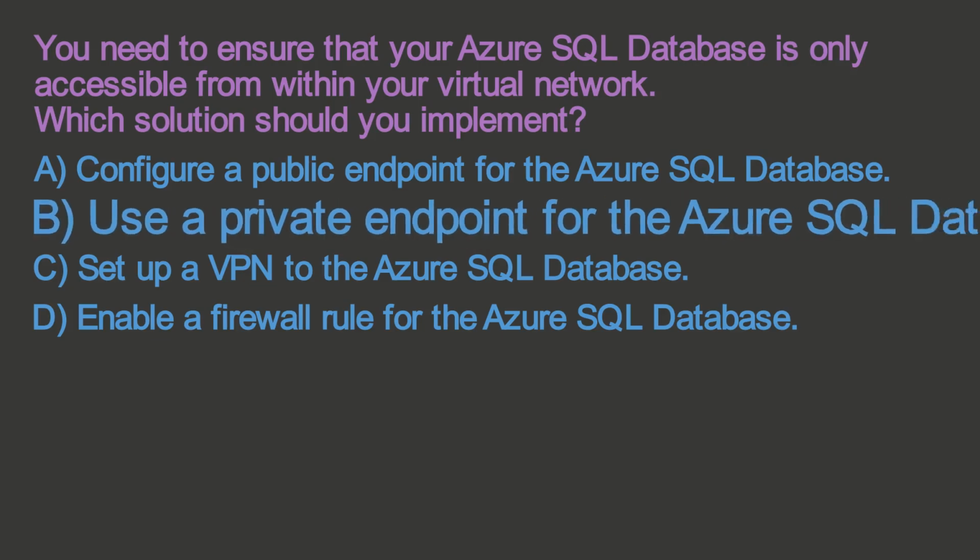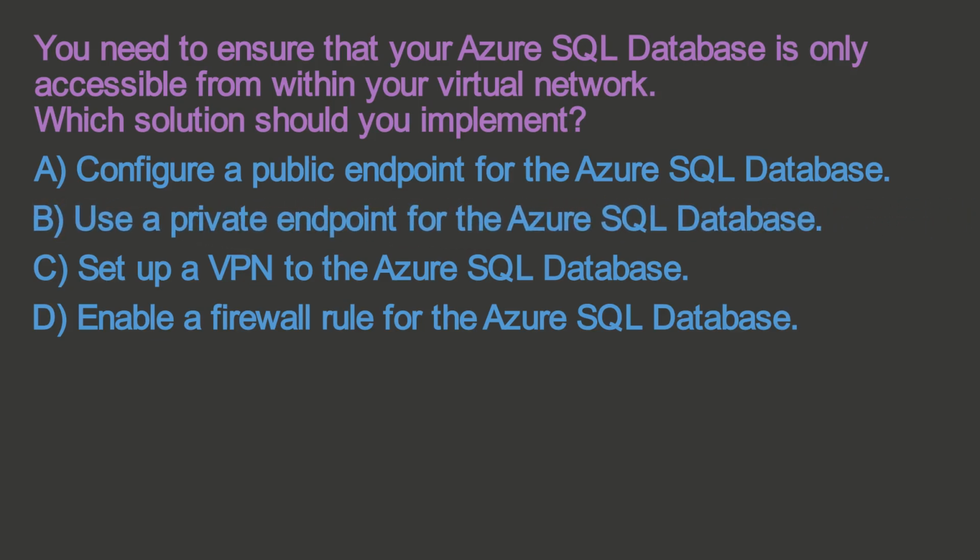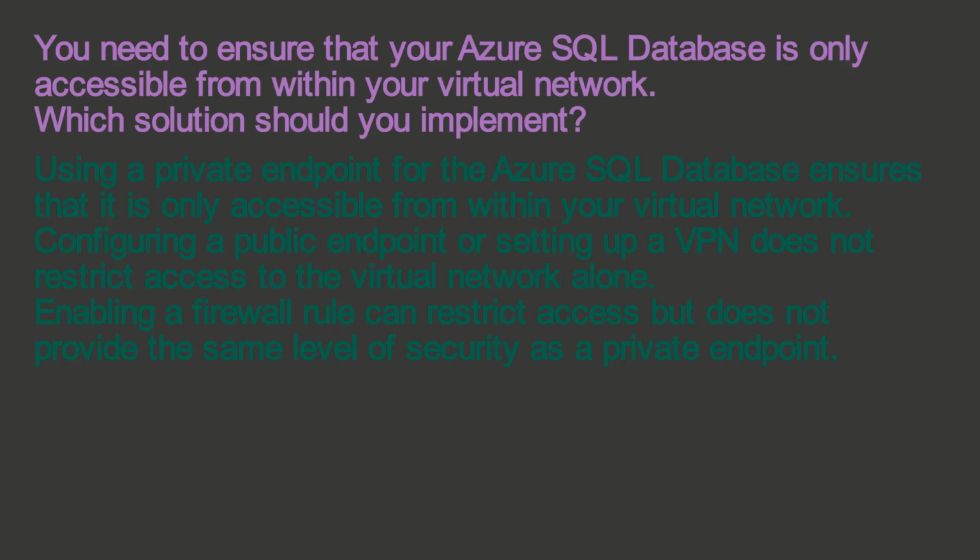The correct answer is B. Use a private endpoint for the Azure SQL database. Using a private endpoint ensures that it is only accessible from within your virtual network. Configuring a public endpoint or setting up a VPN does not restrict access to the virtual network alone. Enabling a firewall rule can restrict access but does not provide the same level of security as a private endpoint.